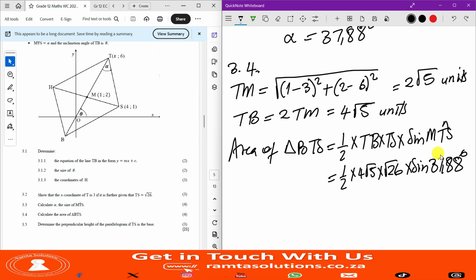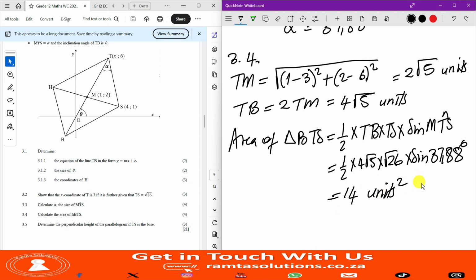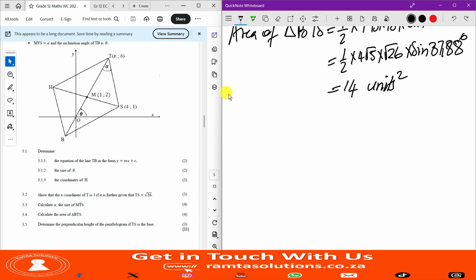Now let's see. 0.5 times 4 root 5 times square root of 26 times sine 37.88. We have 14.00, but because it's the final answer, I don't have to write the decimals. So it's simply 14 square units, right? Happy? Great stuff. Remember, guys, we have 21 minutes to answer this question.